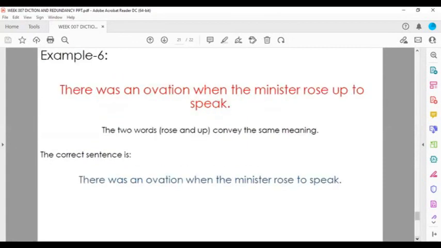And then for number 6: there was an ovation when the minister rose up to speak. When we speak of rose, it means to stand, it means to rise, and up was also used. In an action wherein you're going upward, it means the same thing. To make the sentence right: there was an ovation when the minister rose to speak. So that is how redundancy must be observed in terms of creative writing.